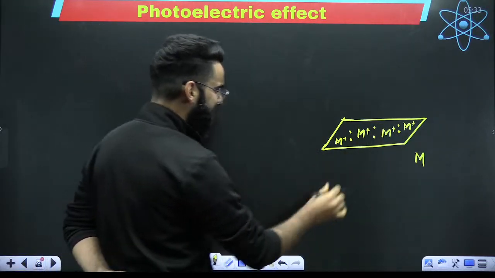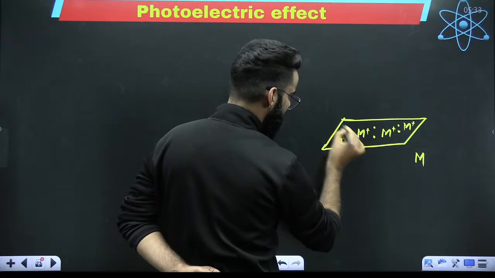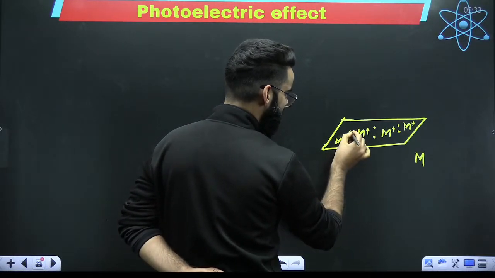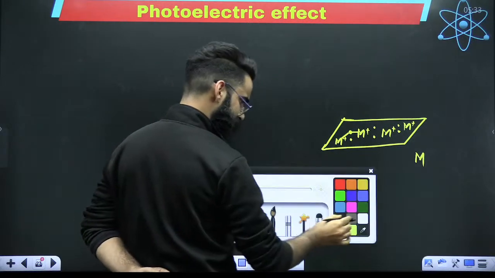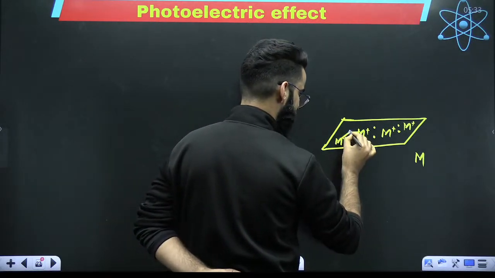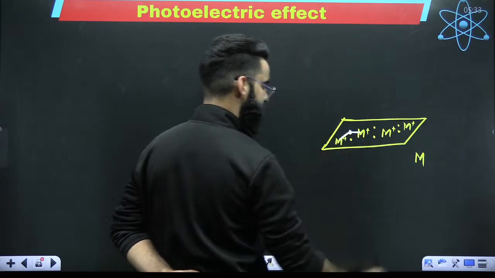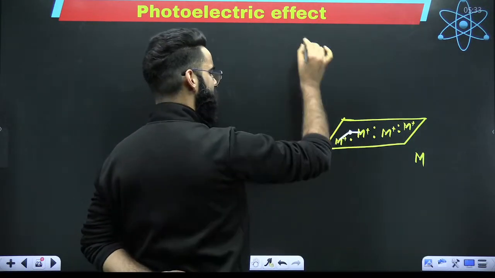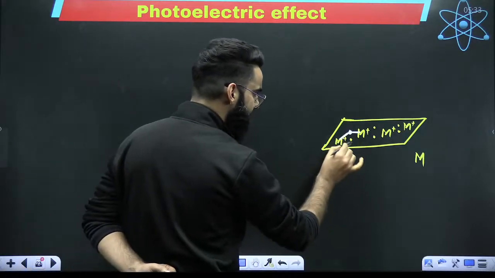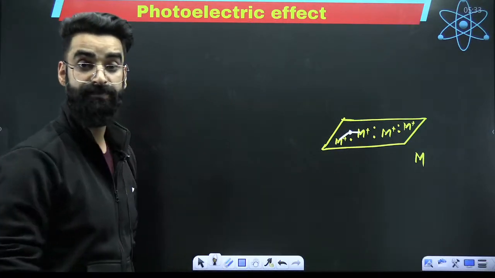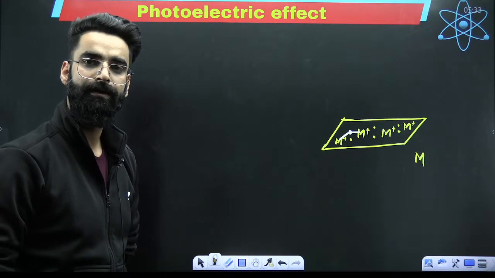So, my dear students, particularly if I talk about this electron, it is attracted by this M positive as well as this M positive. Now, I want to take this electron out. If I want to take this electron out, what do I have to do? I have to break this force of attraction.